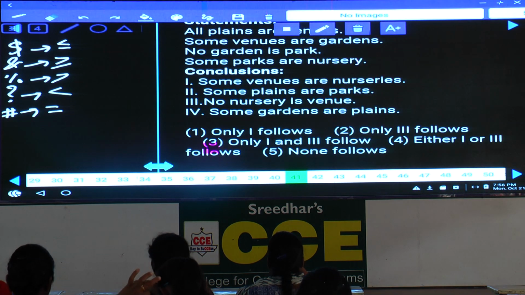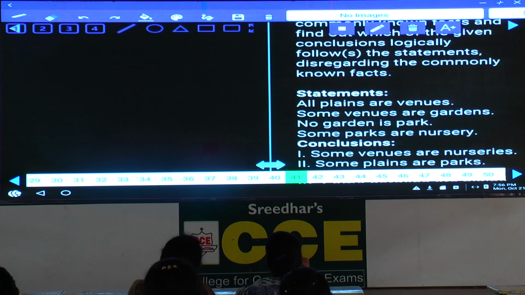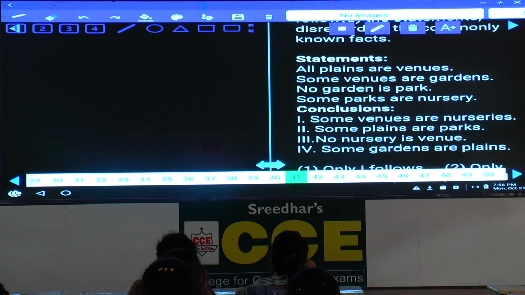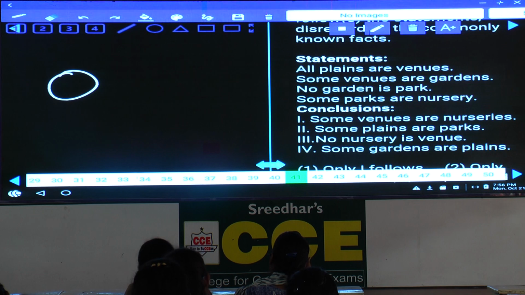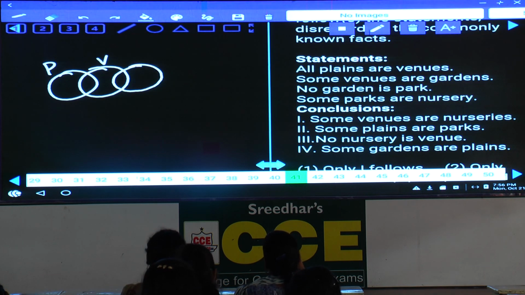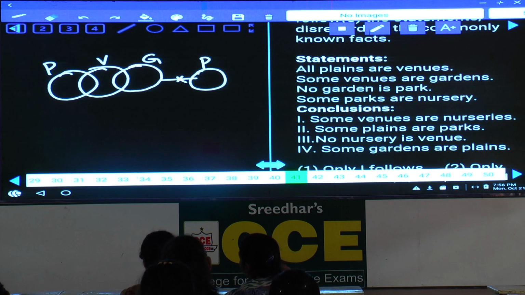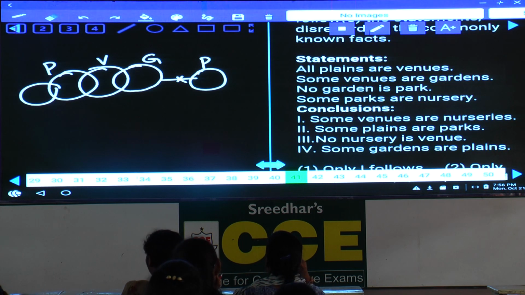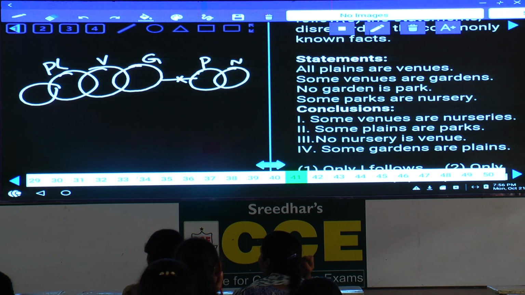Then 41 to 45. Now in these 41 to 45 syllogisms, conclusions definitely follows, isn't it? Then some planes are venues. These are the planes which are venues, plane and venue. And some venues are garden, venue and garden. And no garden is a park, no intersection between garden and a park. Then first one, some parks are nurseries. Some of the parks are nurseries, isn't it? And now this is plain and this is park, some parks are nurseries, isn't it?